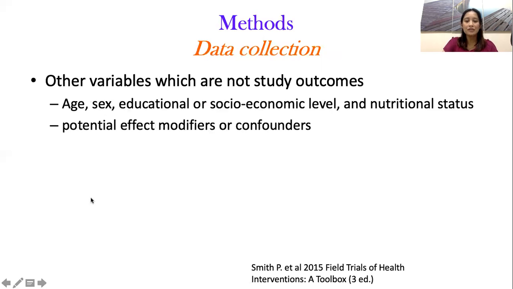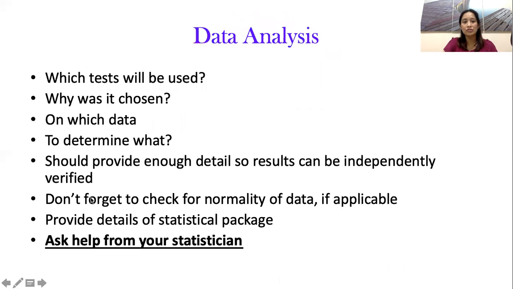Other variables which are not study outcomes, we also collect, like your age, your sex. Usually the variables included in table 1 are the demographic characteristics like educational or socioeconomic level, nutritional status, because this is where you can find potential effect modifiers or confounders, which we will discuss in the next section of this lecture.